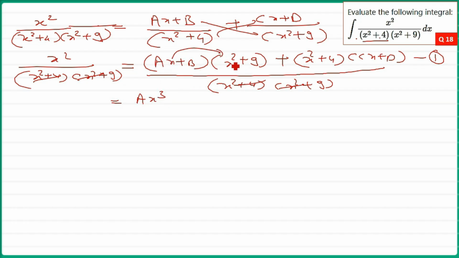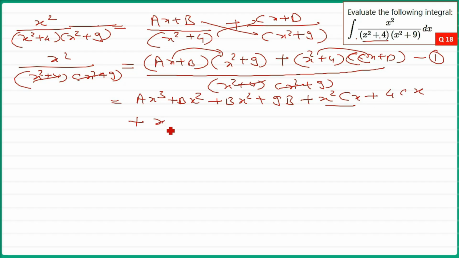So now multiply. Ax into x square is ax cube. B into x square is bx square. Then ax into 9 is 9ax. Here is a slight mistake. I have written bx square. So this I will just replace just now as 9ax plus 9b. Now x square into cx will be x square cx. X square into d will be x square d. 4 into cx will be 4cx. Now x square d. And then 4d.